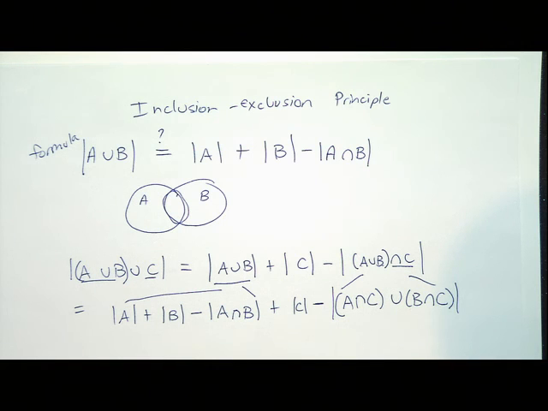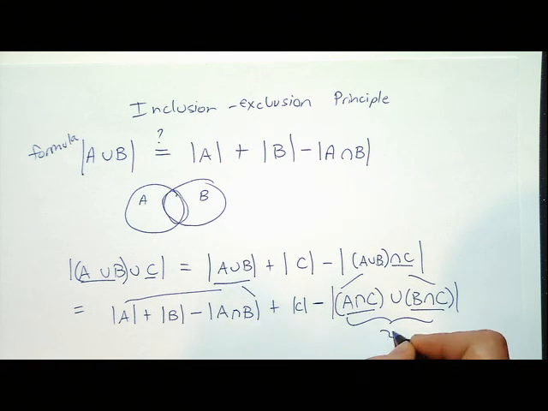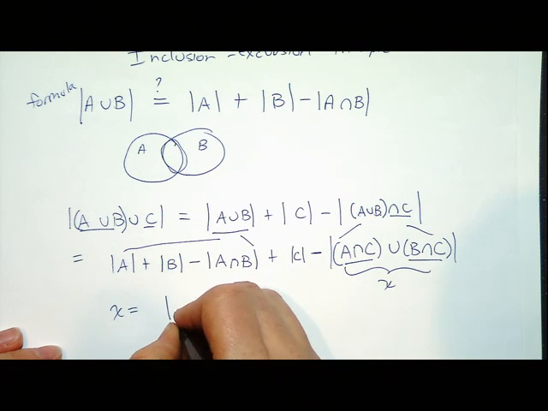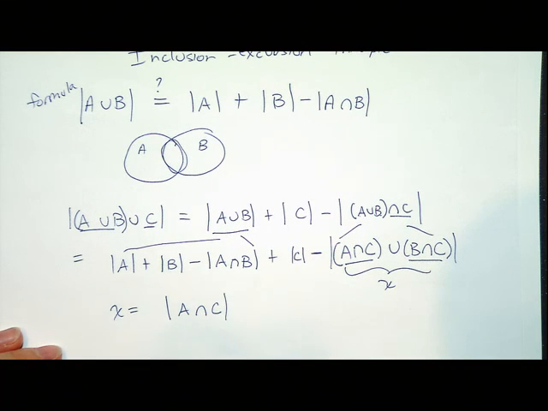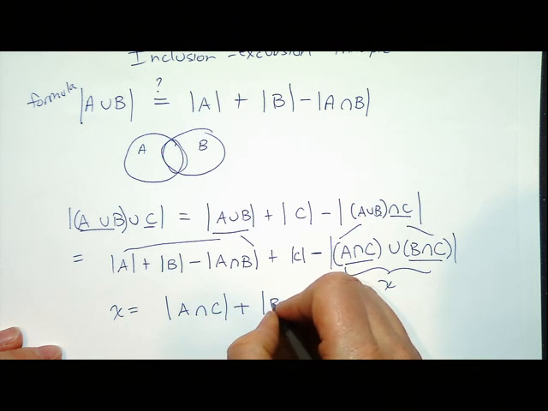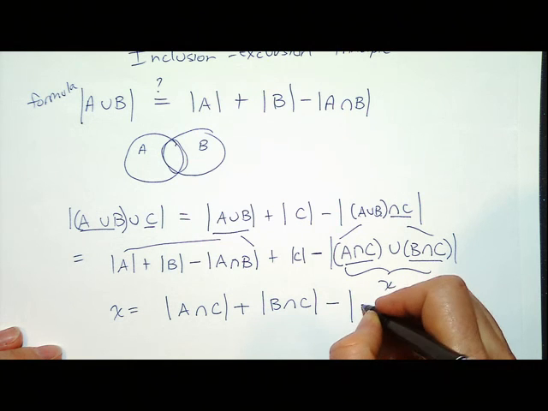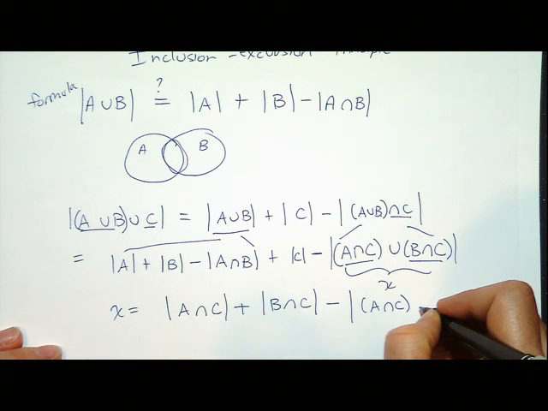Now once we did that, that's a union of how many sets? 2. So now we can use our formula again with these 2 sets. So I'm going to call this X, and then I'm going to figure out what X is. So X is equal to the size of A intersects C plus the size of B intersects C minus the size of the intersection of these 2 things.